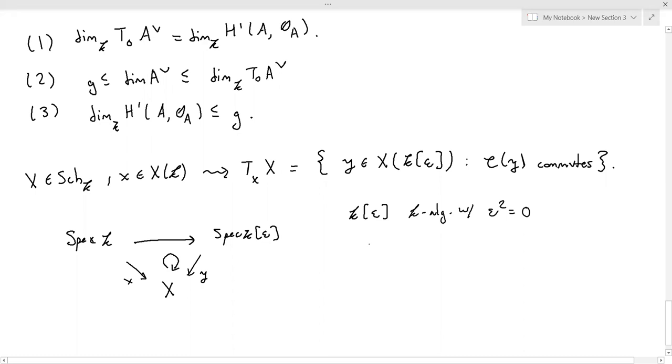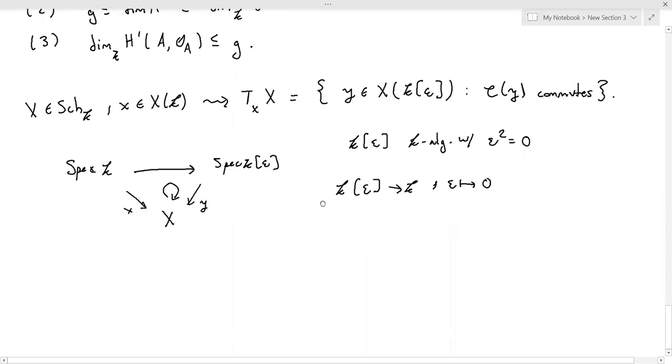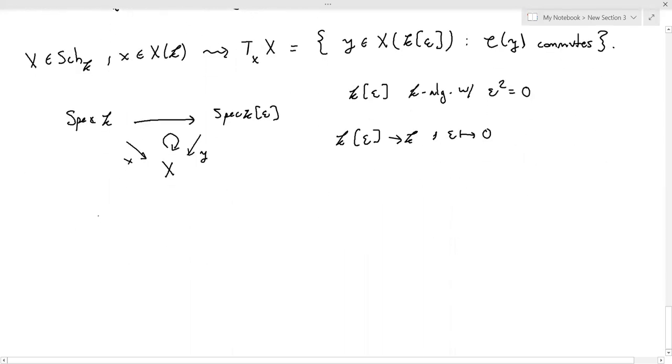And the map that we're defining is induced by the map K adjoin epsilon to K given by epsilon maps to zero, right? So the tangent space is about infinitesimal lifts, and we think about this guy epsilon as sort of encoding the data of a tangent vector on X. So that's why it is nilpotent of, I guess, nilpotency order two. Not sure if that's the right notation, but okay. So quick reminder about how that works.